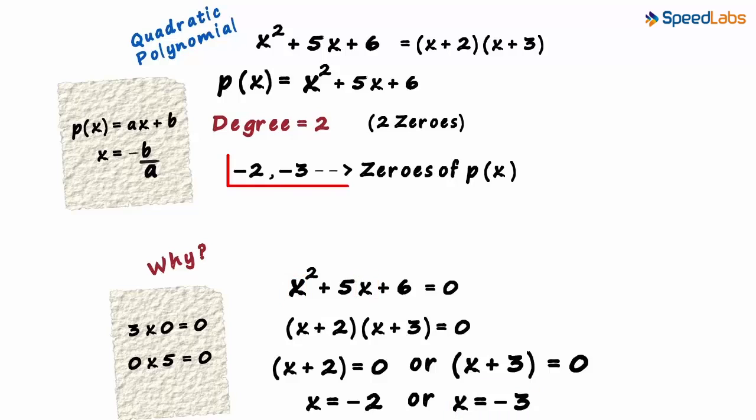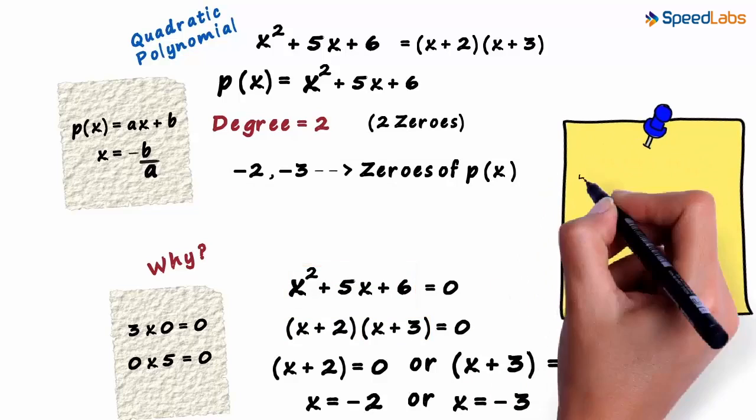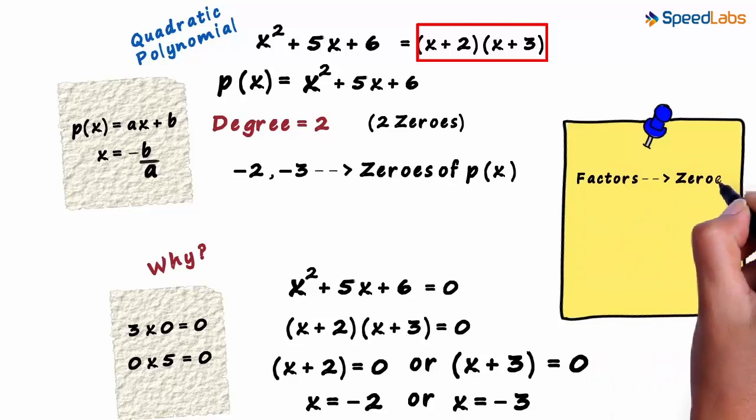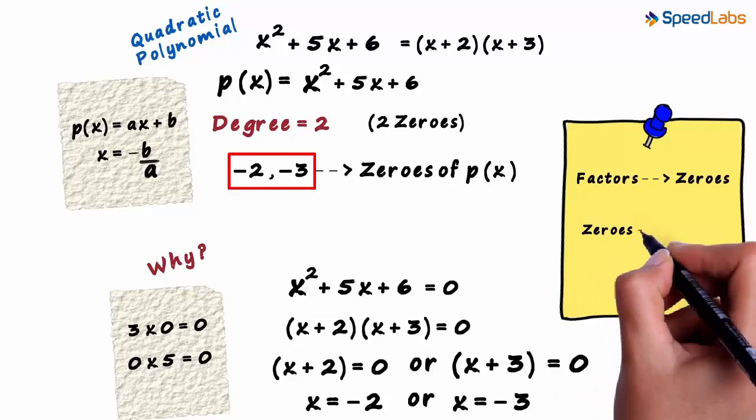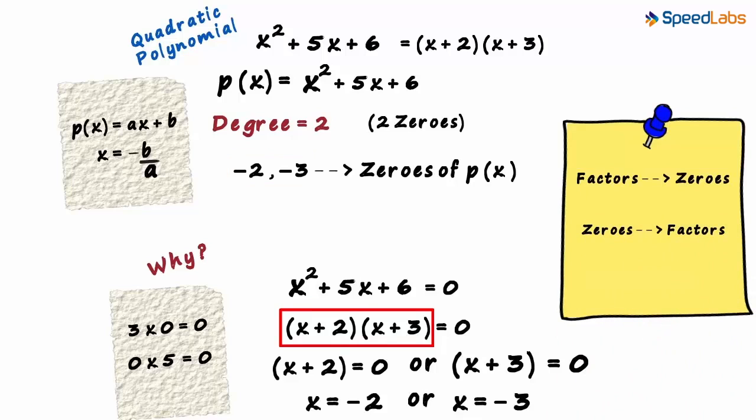So we can say that if minus 2 and minus 3 are zeros of the polynomial, then x plus 2 and x plus 3 are the factors of the polynomial. There are two things we can conclude here. First, if you factorize the polynomial, you can tell the zeros. Here, we factorized the polynomial and then found the zeros. And the second point is interesting. If we are given the zeros, we can find the factors. If you're given that the zeros are minus 2 and minus 3, you can directly write the factors as x plus 2 and x plus 3.